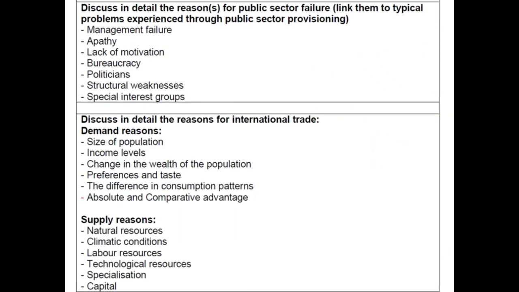So these are the essay questions. You have it in your manual. Make sure that you study the essays, work out your essays, study it, and then at the end of the day, you will be able to answer these.